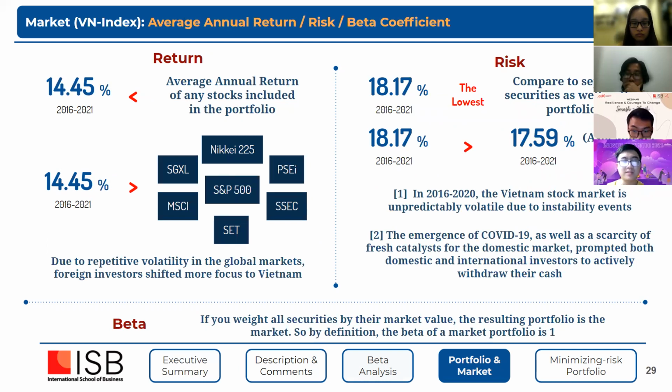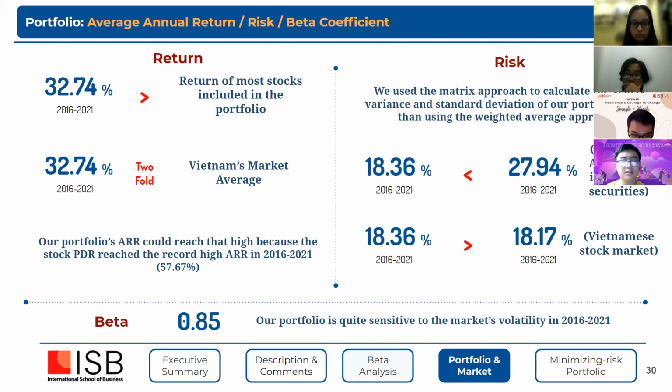Now, for the beta, if you weight all securities by their market value, then by definition the resulting portfolio is the market. So the beta of the market portfolio is 1. This indicates that for every 1% movement in the market, the market must move 1%, and individual stocks are ranked according to how much they deviate from the market. Moving on, next slide, please. About the portfolio.